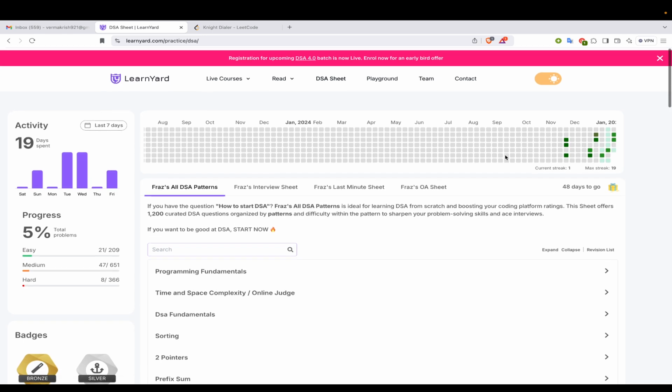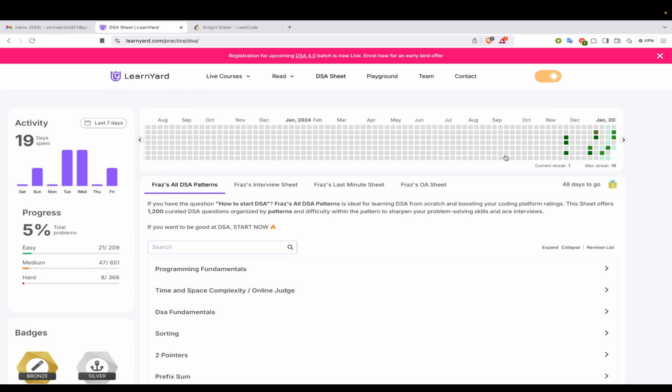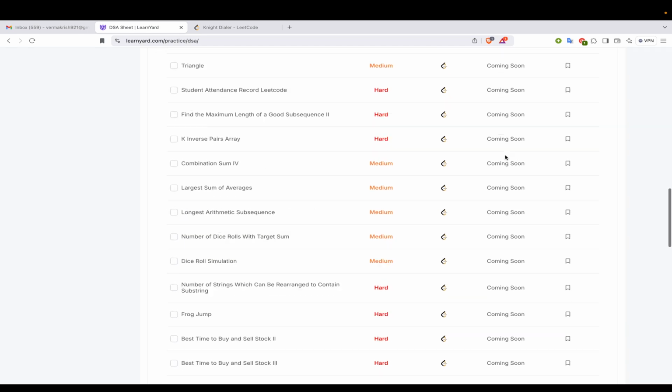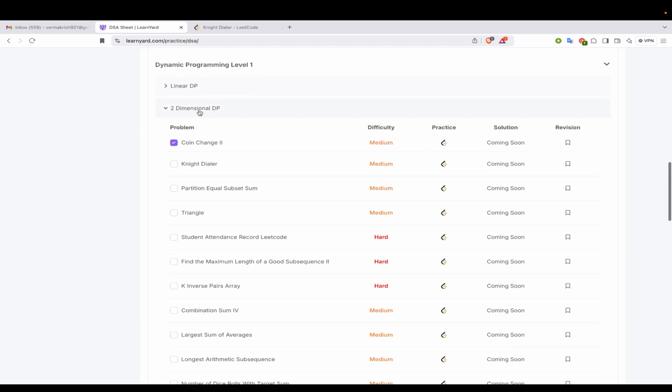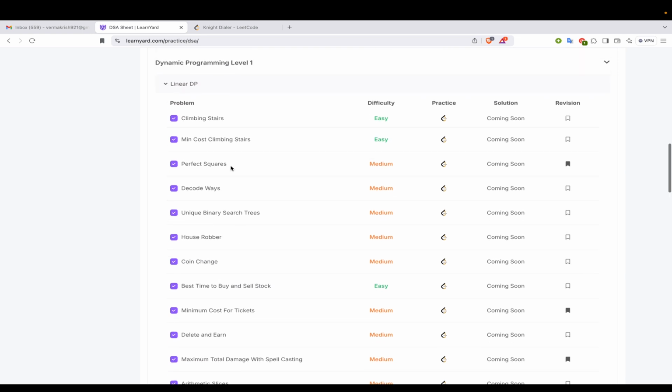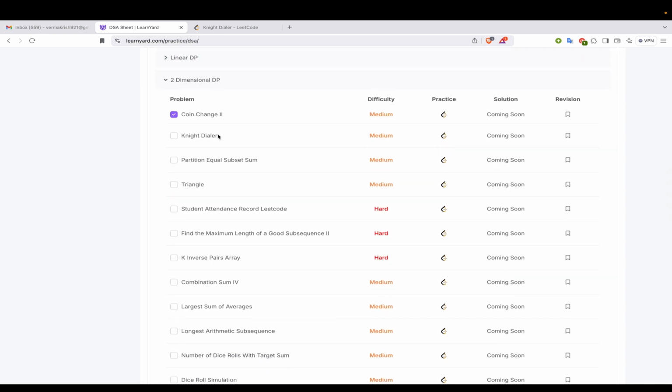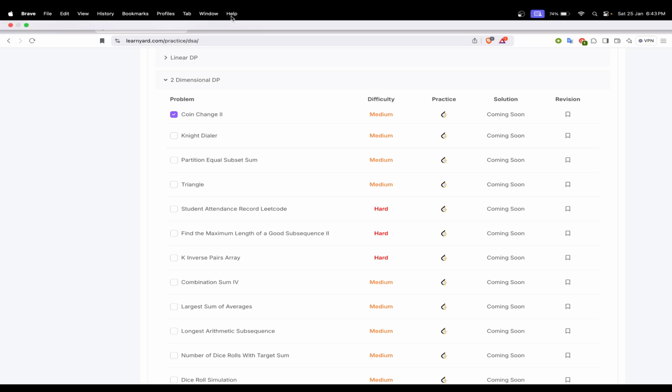For those who are coming for the first time, we are solving the FRAZ DSA sheet and we started with the dynamic programming section. We have finished all the problems of linear DP and one problem of two-dimensional DP. If you are new to DP, try to start with linear DP. Otherwise, if you already have a basic understanding of dynamic programming, I would suggest you first watch the coin change 2 video, and then come back and watch this video. Okay, so let's open it and try to read the statement.